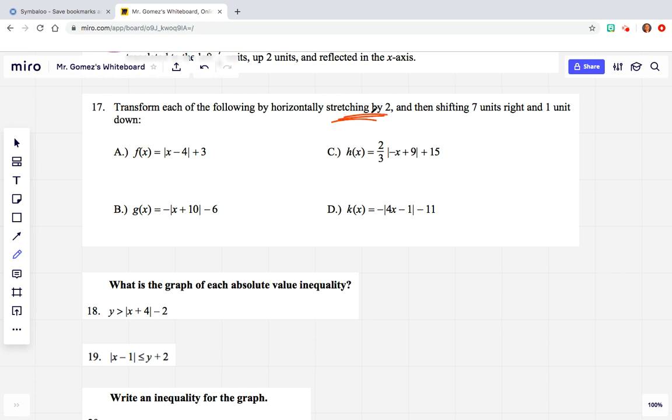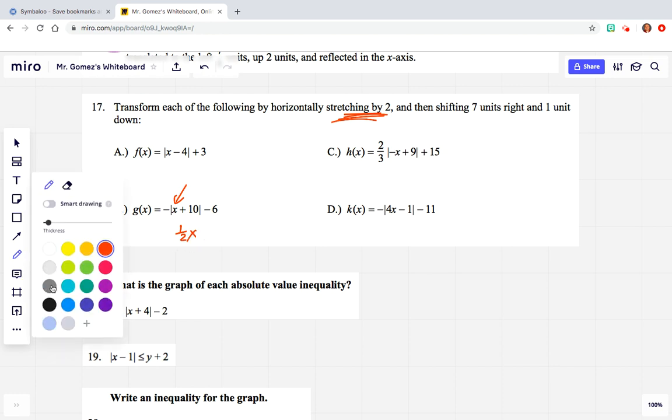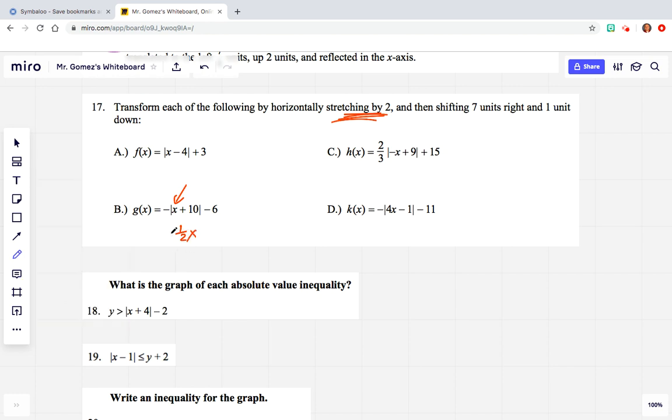So we're going to horizontally stretch this by 2. So where x is normally at, we're now going to put 1/2 x. Okay, and then everything else is still the same. The absolute value plus 10, and then -6 with this reflection over here on the outside.